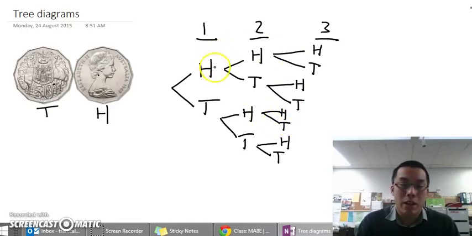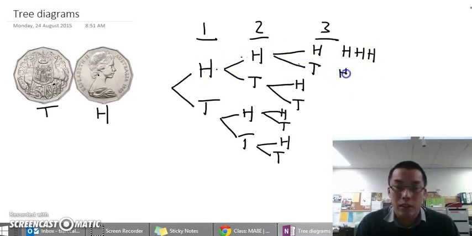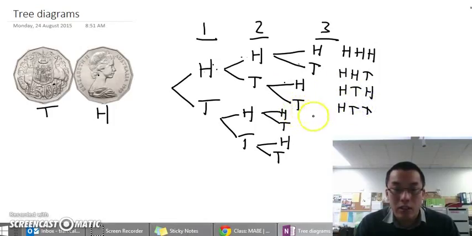Okay, so let's follow the branches. This one here, heads, heads, heads, so that we could get 3 heads. You could have got heads, heads, tails. Could have got tails, heads, tails. Could have got heads, tails, tails. Could have got tails, heads, heads. Could have got tails, heads, tails. I just wrote here, tails, heads, tails.